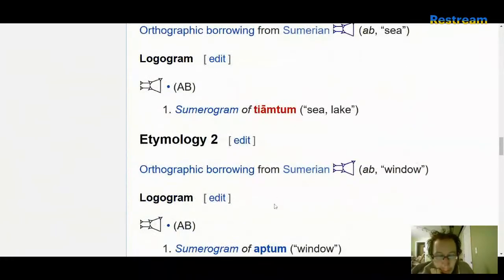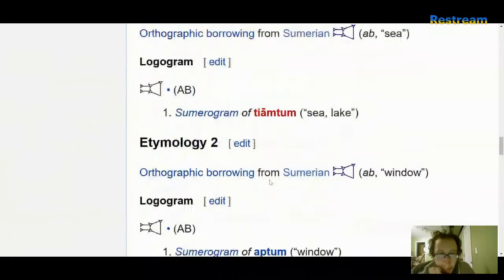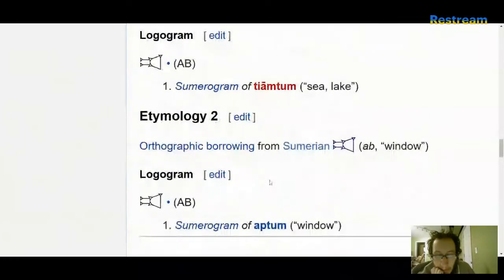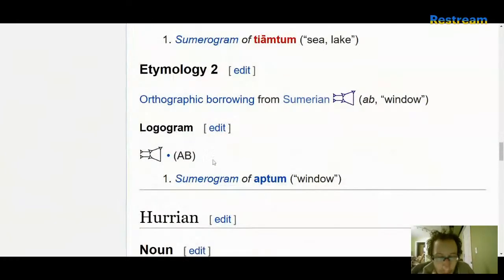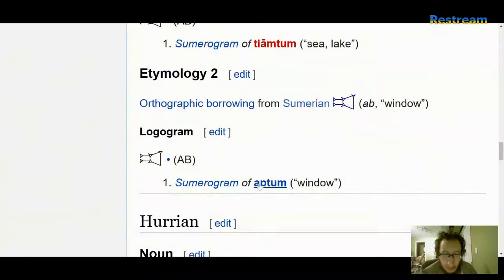So then it can also mean a window, which is apet. The Akkadian word for window is apet. So you can spell apet with the Sumerian word ab, but you would pronounce it as aput or aptum. You wouldn't pronounce it as ab, you would pronounce it as aput.